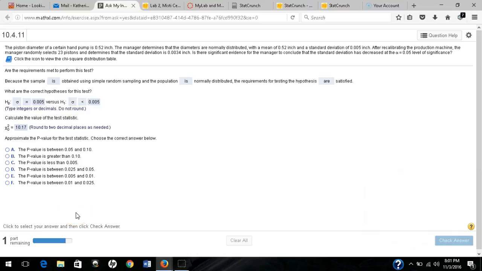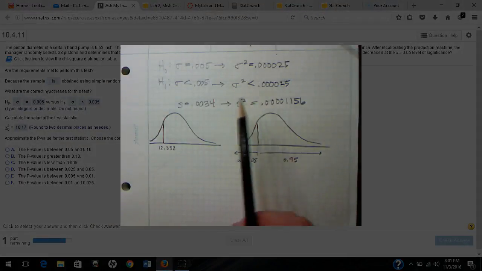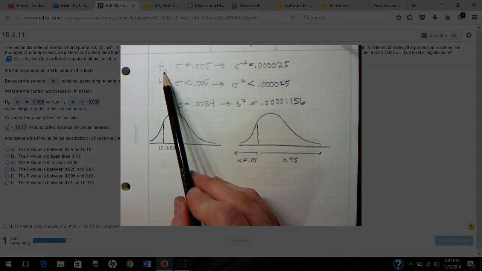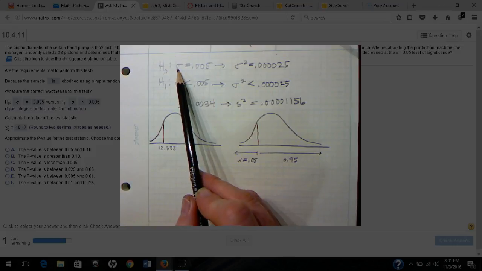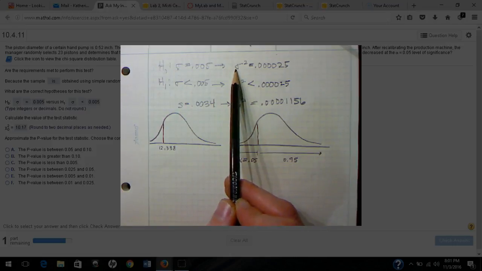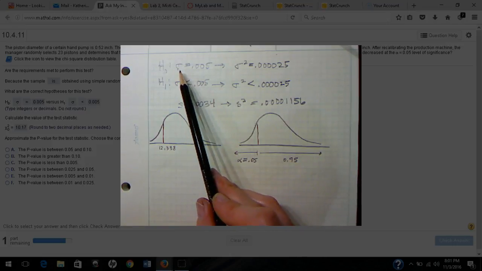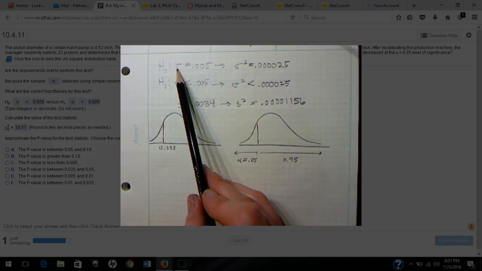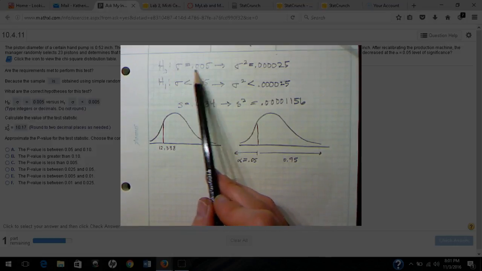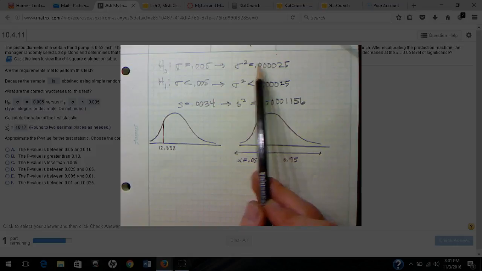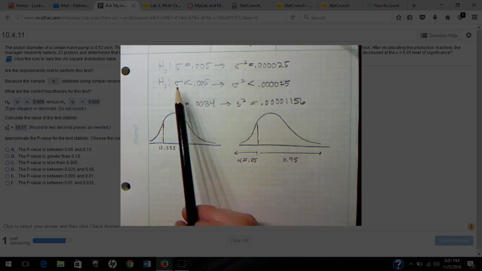Okay, so what we're going to do, I've written everything out on paper, so let me go to my webcam and show you. So we have the null hypothesis. We are given a standard deviation. In order to run the tests in StatCrunch, you need to convert everything to variance. So the standard deviation that we are given as our claim value, we have 0.005. Variance, we would need to square that.